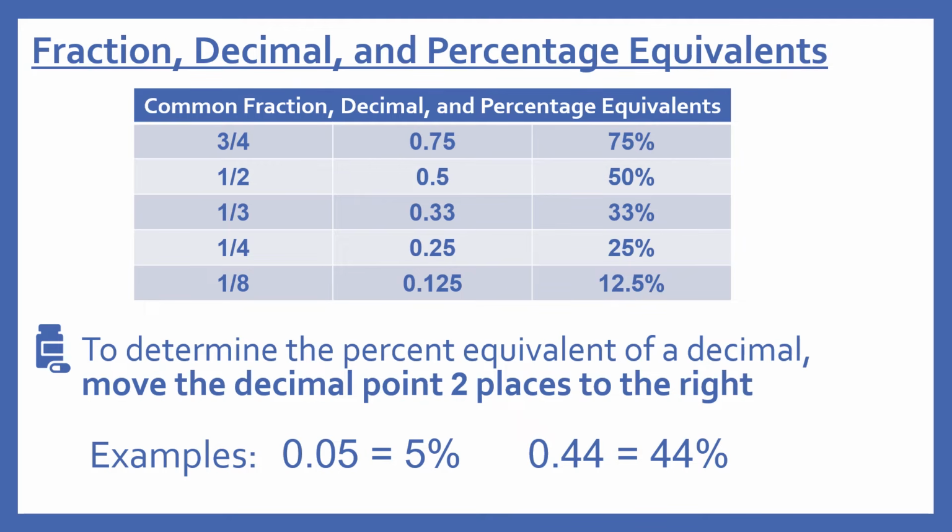So to determine a percentage equivalent of a decimal, all you have to do is move the decimal point 2 places to the right. So for example, 0.05, that is 5%. 0.44, we just move the decimal 2 places to the right, and that's 44%.